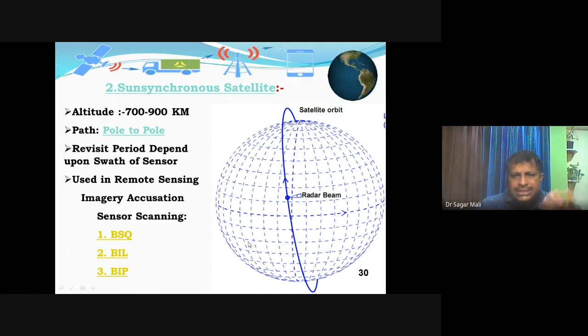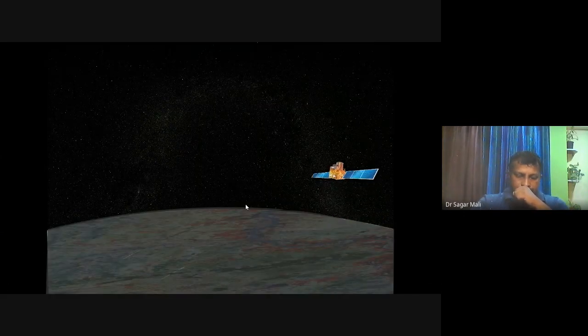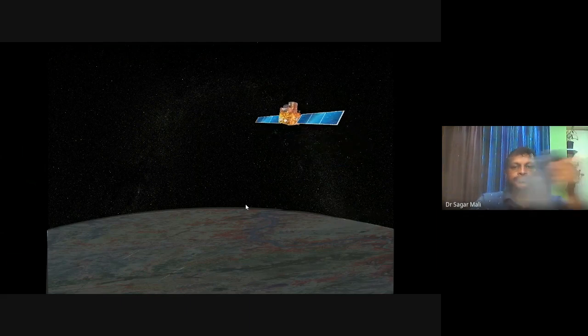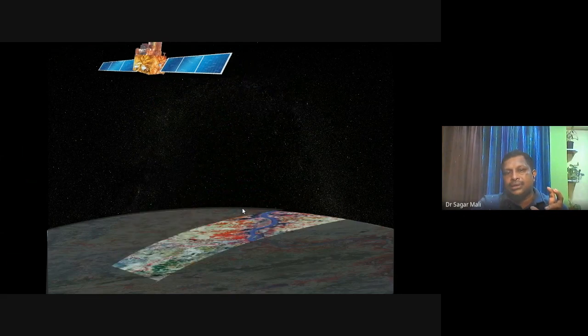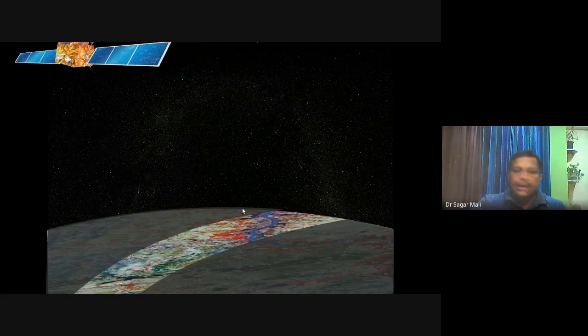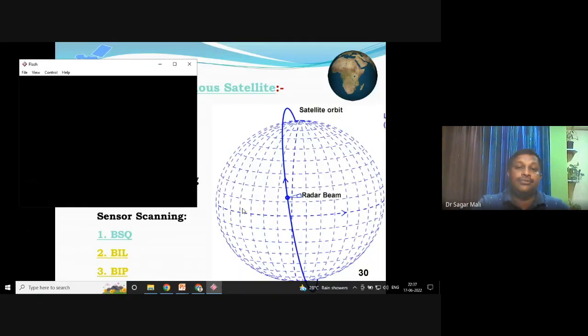Now, based on the scanning function, data will be stored in different forms. There are three types of sensor scanning systems, also called scanning formats or file formats. First is the sequential scanning. You can see the animation of sequential scanning. Here the camera sensor is not continuously on. They scan the area in a sequential form.